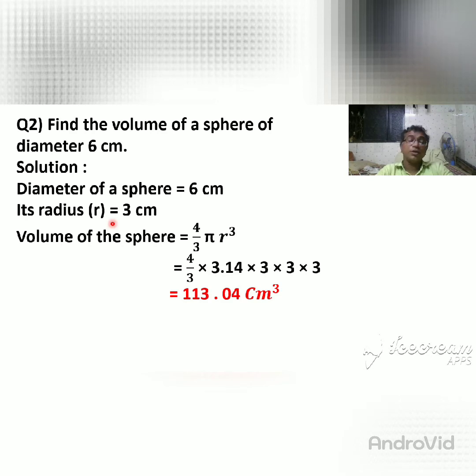So radius is 3. Then volume of sphere is equal to 4 upon 3 pi r cube. 4 upon 3 remains as it is. Pi value 3.14. Radius 3 into 3 into 3. Then these 3 cancel with these 3. So what you get? 4 into 3.14 into 3 into 3. When you do that multiplication, you get the answer 113.04 centimeter cube. Why is it cube? When we are finding volume, then the unit is cube.